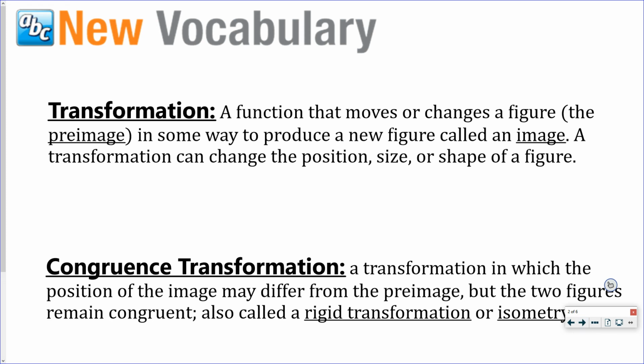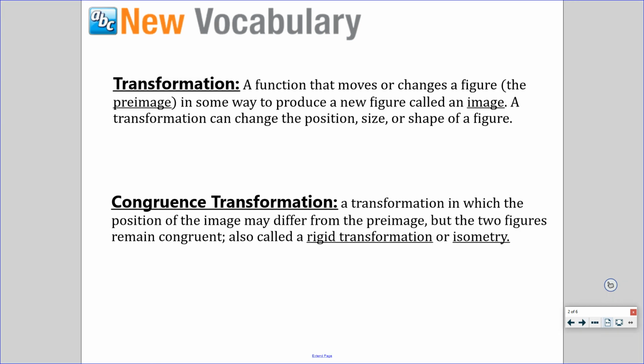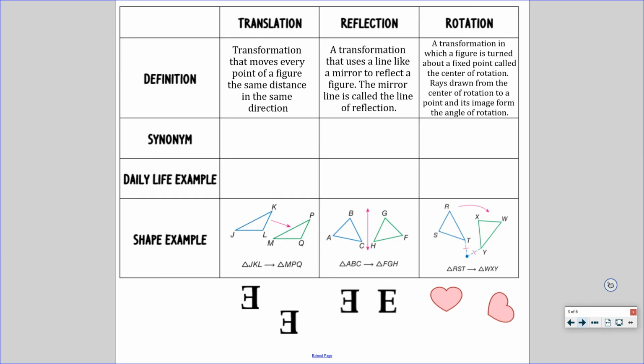A congruent transformation is a transformation that changes the figure, but the two figures are still congruent. Also called an isometry or rigid transformation. We call them congruence transformations in this textbook. If you take a triangle and move it from this position to this position, you don't change the shape or the size. Would those two triangles be congruent? Yeah, you're just changing where it's located. That's a congruence transformation, if the image is congruent to the pre-image. So today we're only going to focus on congruence transformations.